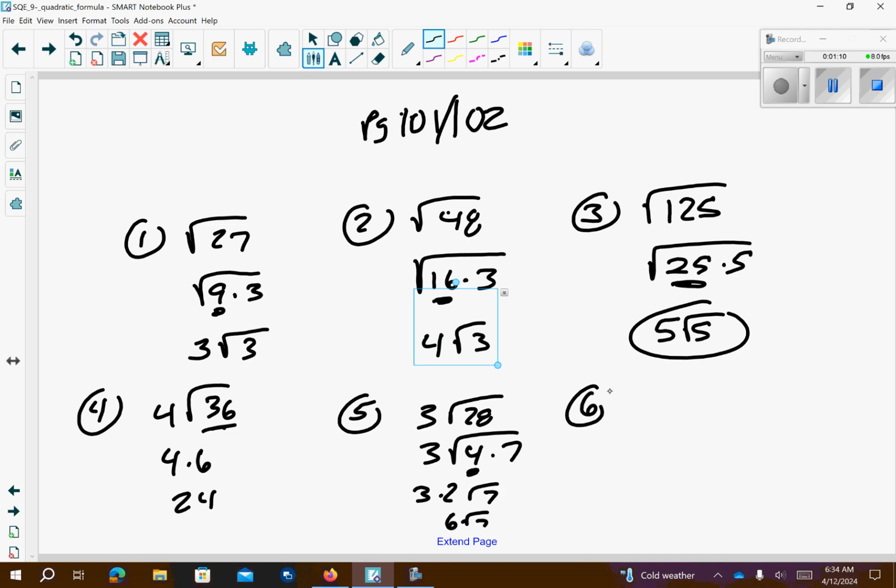Number 6, root 400. You look at it and you're like, oh, that breaks down to 4 times 100. Those are both perfect squares, aren't they? Square root of 4 is 2, square root of 100 is 10. No more square root sign because we had perfect squares, so 2 times 10 is 20. So I guess 20 times 20 is 400.